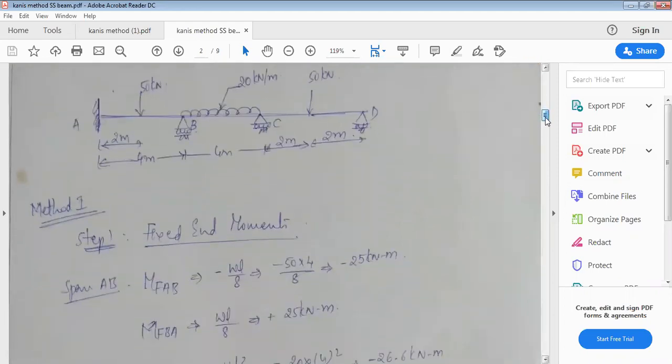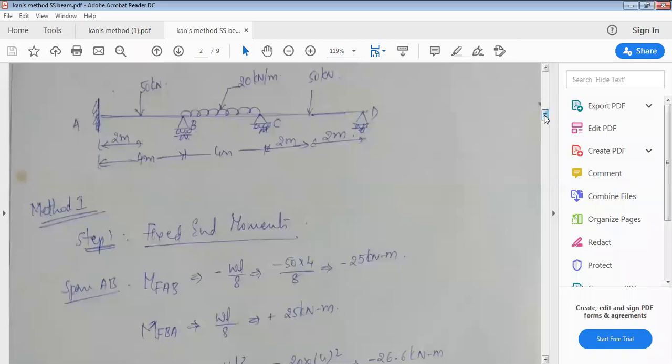Same concepts. If it is a point load at the center, you will have minus WL by 8. The same thing I have entered here. For span AB, MFAB is minus WL by 8. The W value is 50, the L value is 4, and 8 is in the formula. You will get minus 25 kilonewton meter. Similarly, for MFBA, the formula is WL by 8. Here you have negative, here positive, so you will get a positive value, plus 25 kilonewton meter.